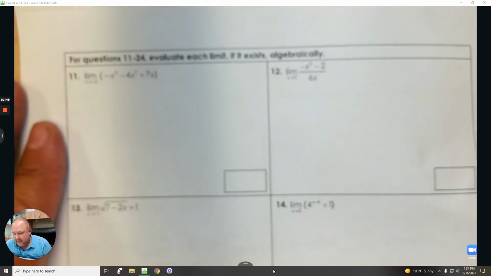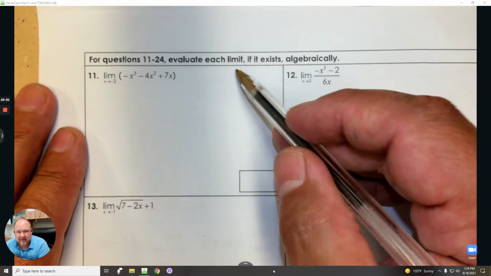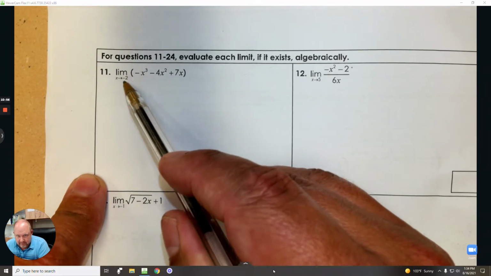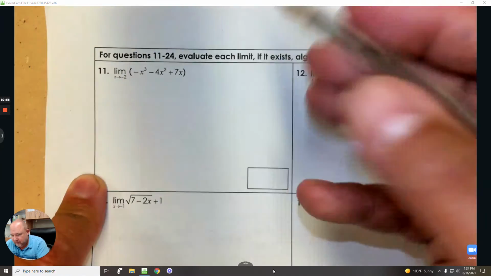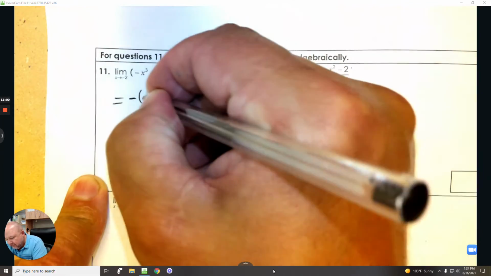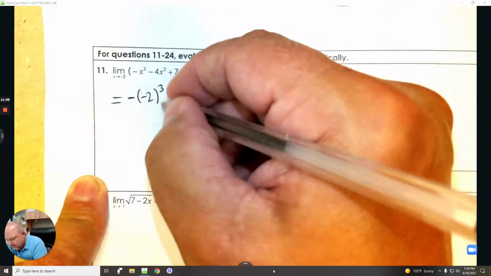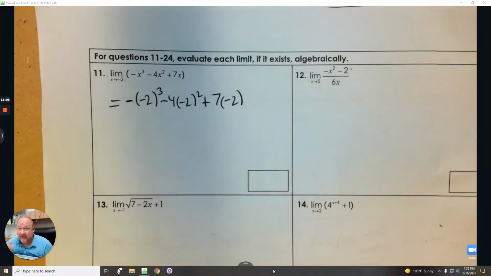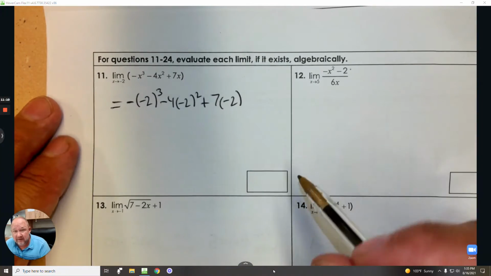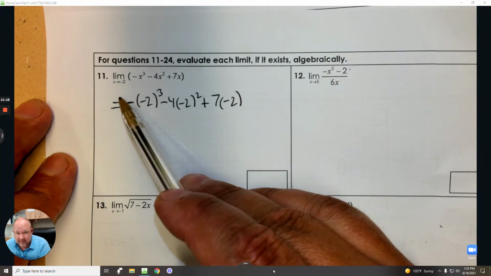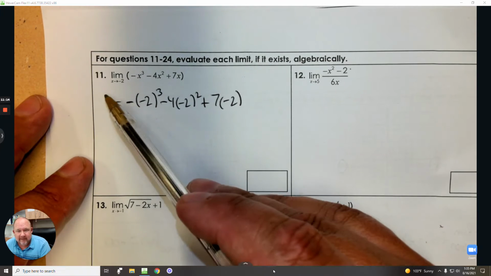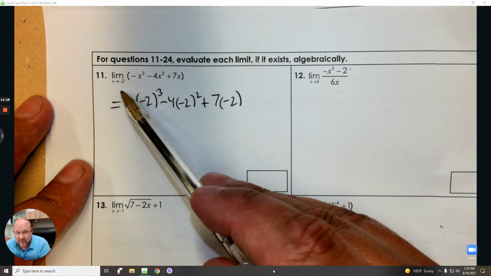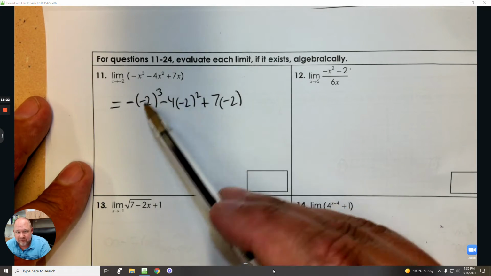Number 11. In number 11, we're evaluating each limit again. Ultimately, we want to evaluate a limit with the number given. So as x approaches negative 2, if there are no discontinuities, then it's just a matter of substituting in and evaluating. This is a calculus definition of continuity. If the function value and the limit value are the same number, it's continuous. So first, negative 2, there are no discontinuities here. So you can just plug negative 2 in for x and evaluate.